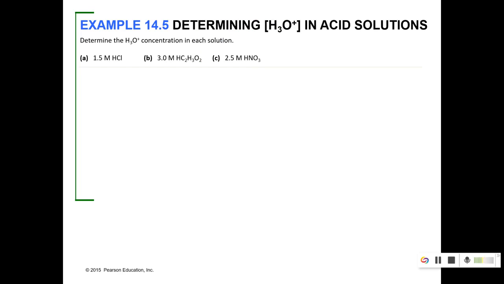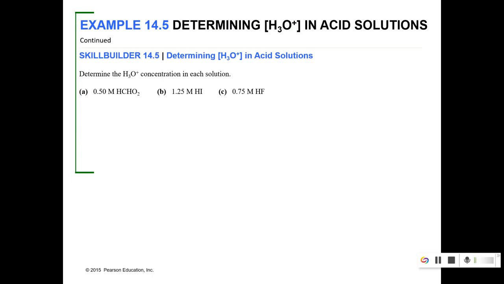All right, so here we've done the first two. You need to identify: is this strong or weak? It is strong. So the H+ concentration, or H3O+, will be the same value because it's strong. Now here we're looking at one that is weak. If it is weak, the hydrogen concentration is less than the original amount.